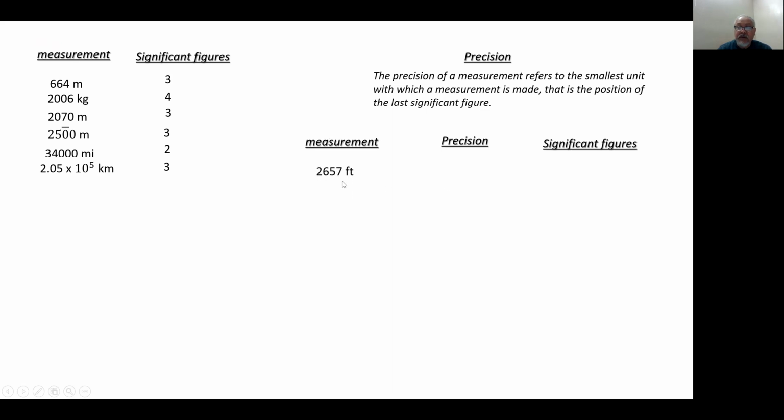Let's see the difference. Again, let's look for precision. The precision is, according to this definition, the position of the last significant figure. What is the last significant figure? Right here in the units. We are in the unit, so it's going to be 1 foot. And how many significant figures? 4. The next one, again, the precision is the position of the last significant figure, which is 1. Well, it's going to be 1 meter. How many significant figures? 4.